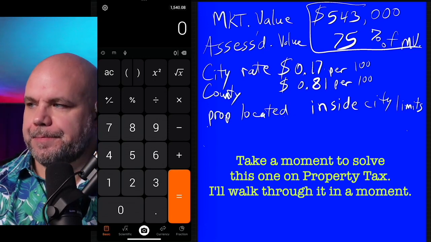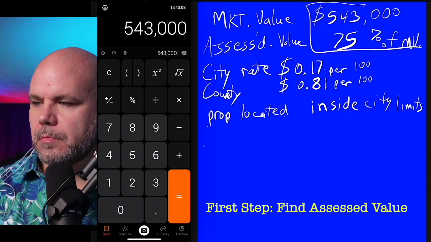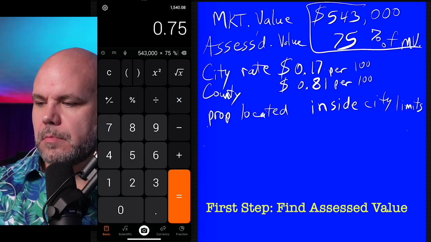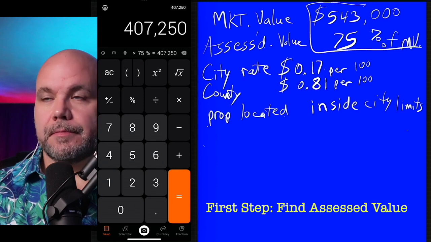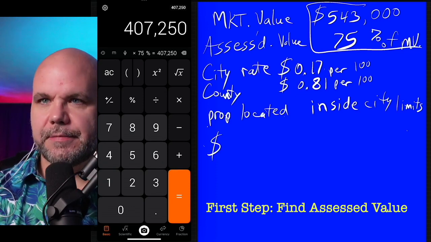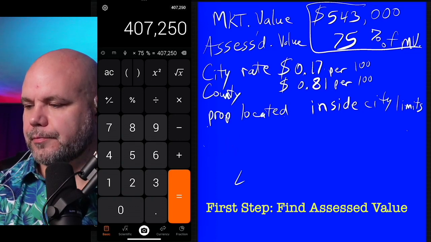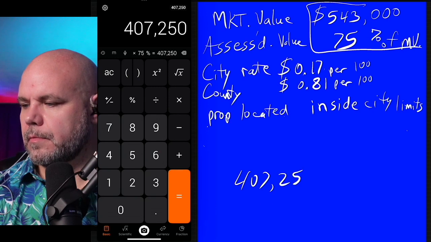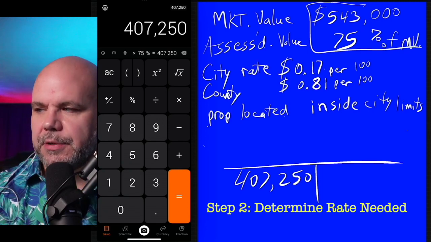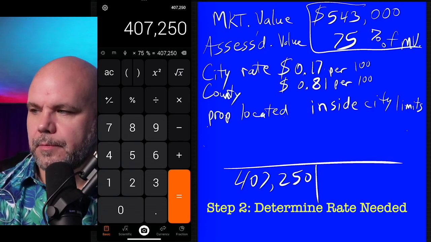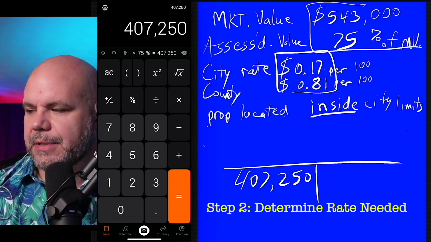What's our first step? Get that assessed value. Is that what you got? 407,250? Yes. Next step, find the rate. What rate are we going to use? Both of them, because it's inside the city limits. So when it's inside the city limits, we need to add them together.